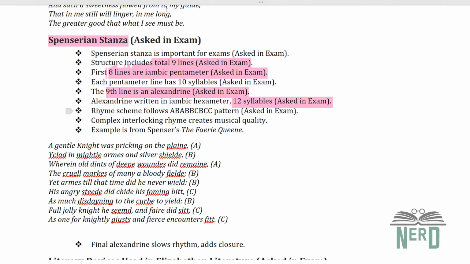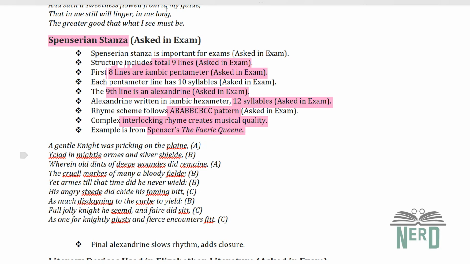Now, what about the rhyme scheme? Here's the pattern to note carefully. A, B, A, B, B, C, B, C, and the Alexandrine C. Again asked in exam. It's interlocking, it's complex, and it creates a rolling musical quality that carries the stanza forward while still tying it neatly at the end. Let's see it in action.